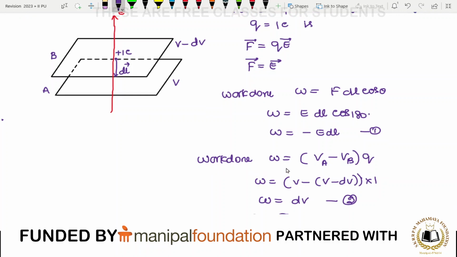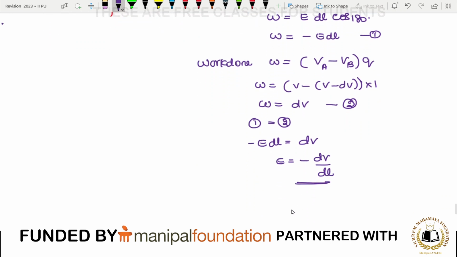So W is equal to minus E into dl. Next, work done. W is equal to VA minus VB into Q. So W is equal to VA minus V minus dV into 1. So W is equal to dV. So 1 and 2 you equate. So minus E dl equal to dV, or E is equal to minus dV by dl is the equation. Okay. So next we'll continue. We'll go to the next question now.